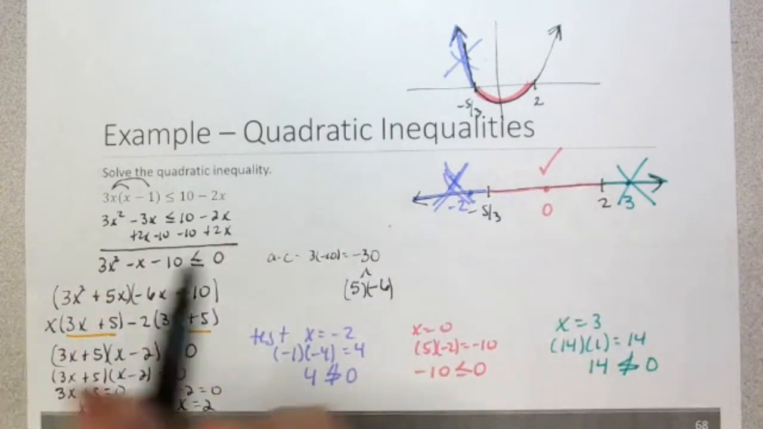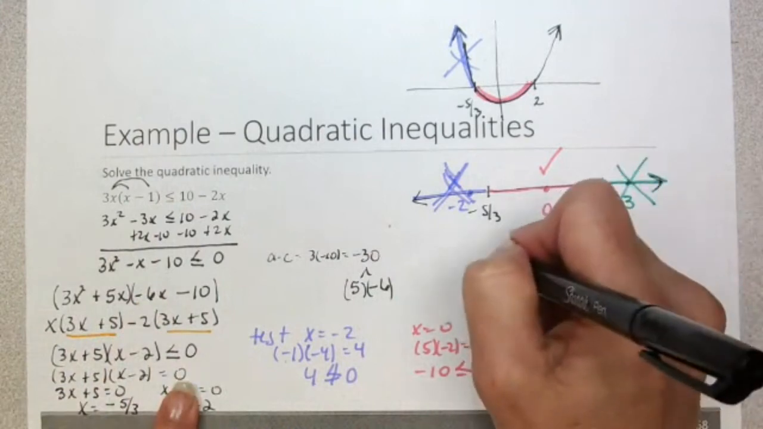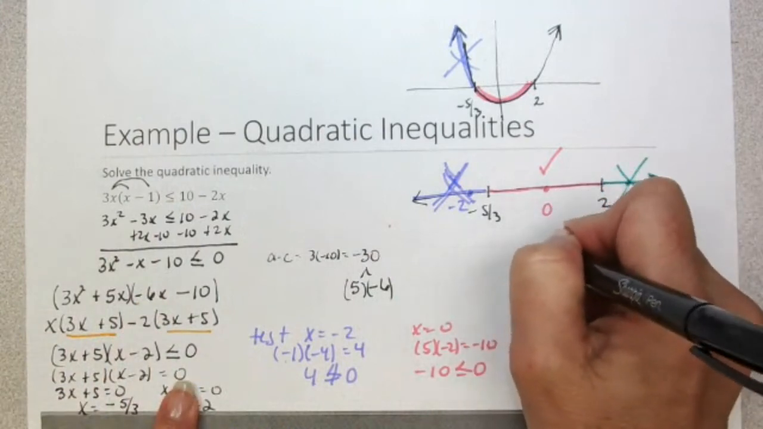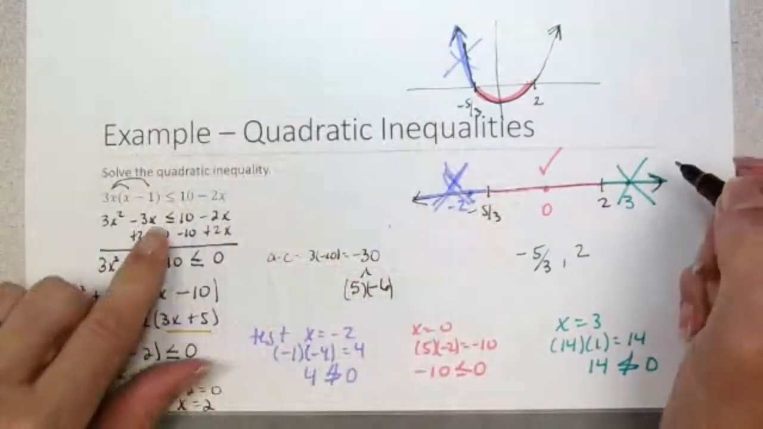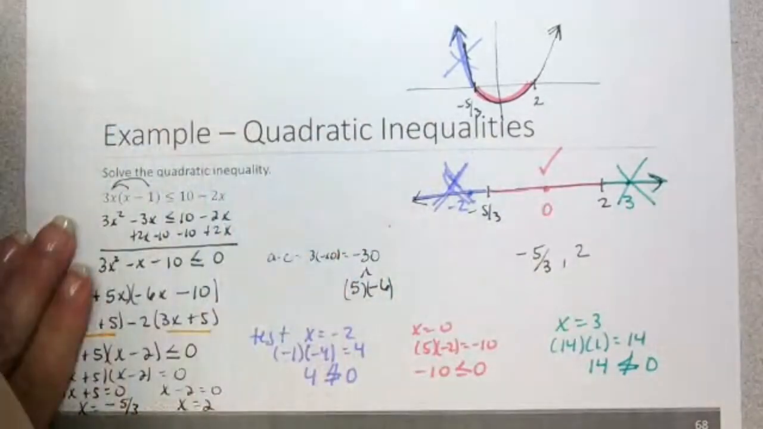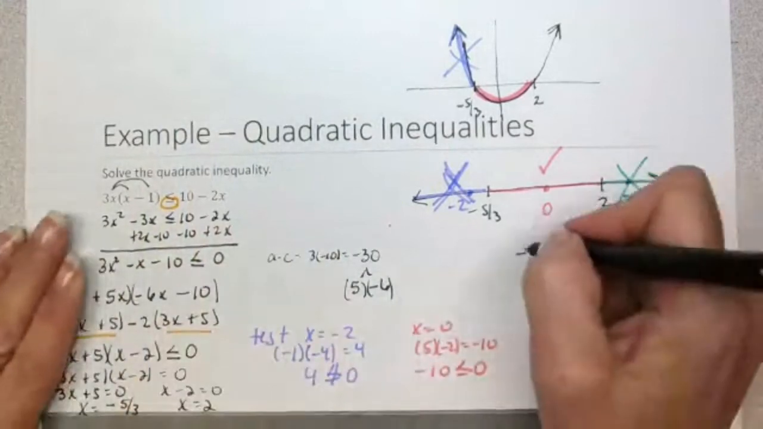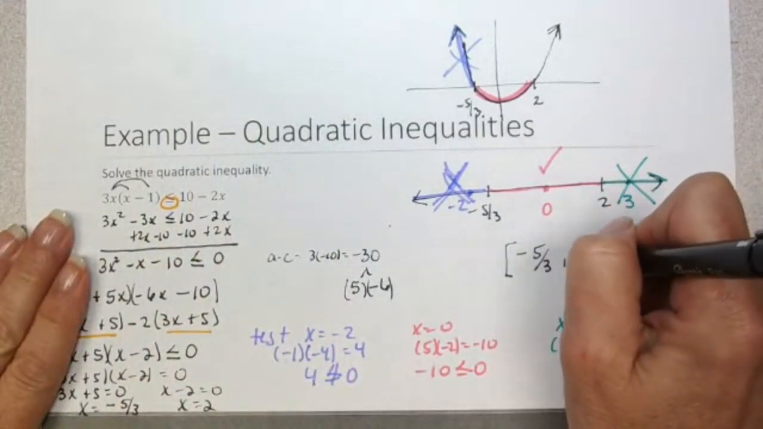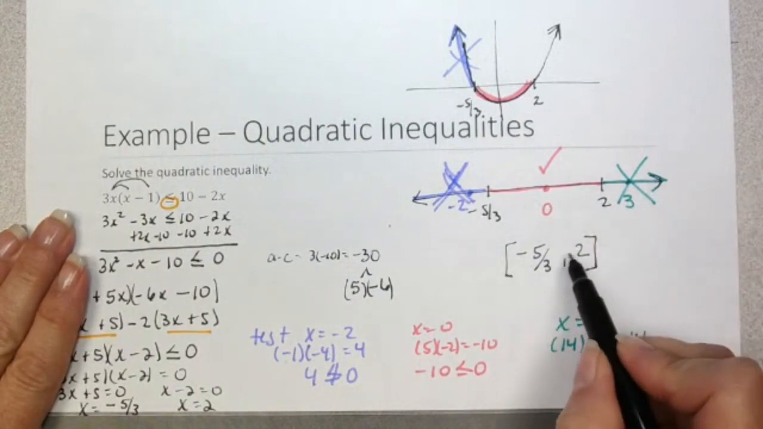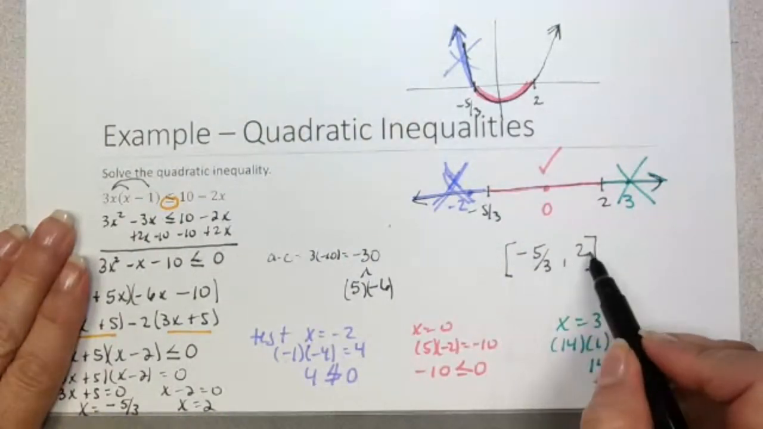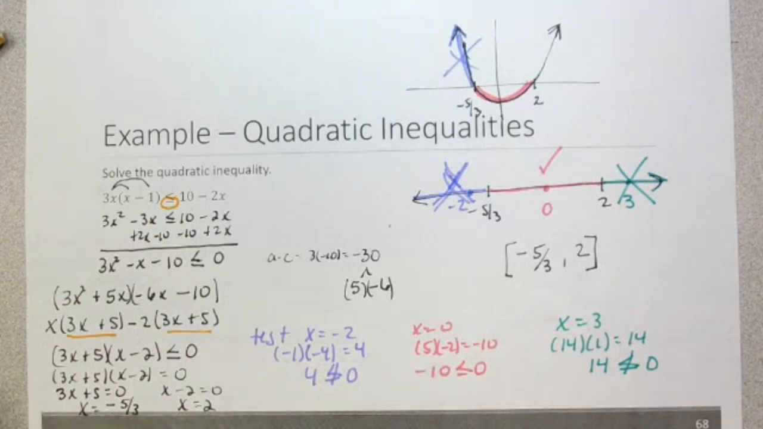All right, so here's our solution. It's the pink portion here. Our solution then is going to be from negative 5/3 to 2. And this time, look, since it's less than or equal to, I've got the or equal to going on there. I want to use the square brackets to indicate that those boundary values must be included in the interval because it's less than or equal to the value.